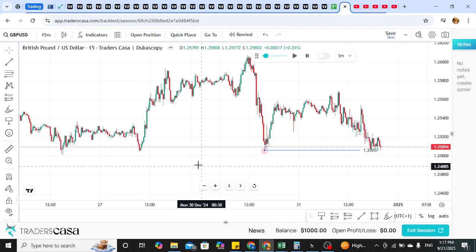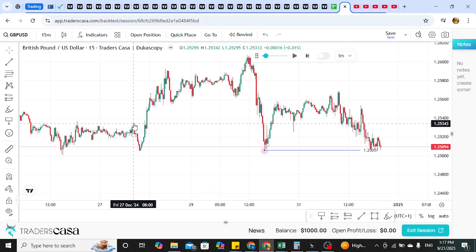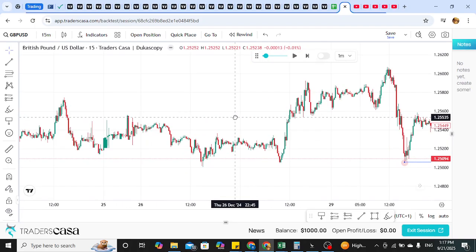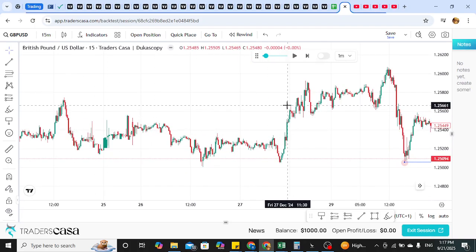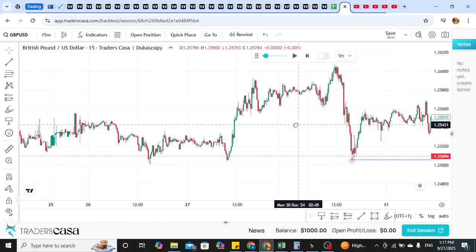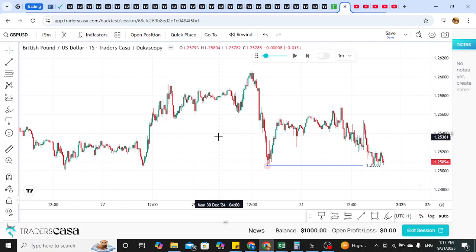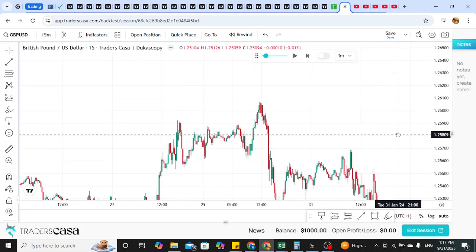This is an inducement here. We'll talk about inducement. And it's broken. So if this was a downward trend, this is a break of structure upward, that means the last top is this.